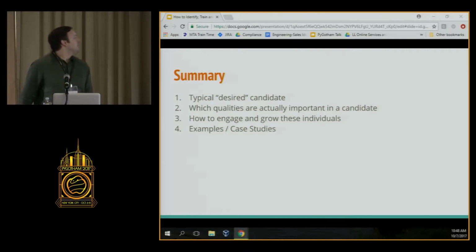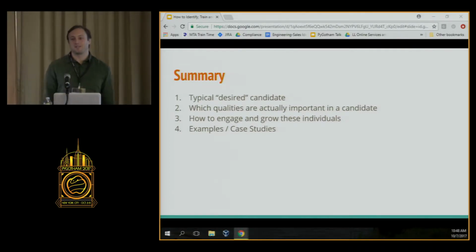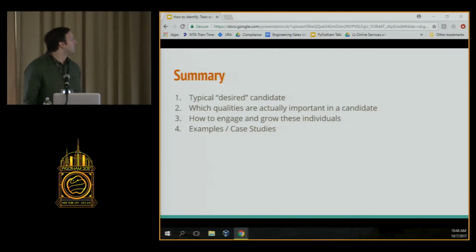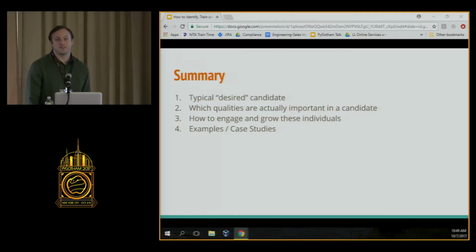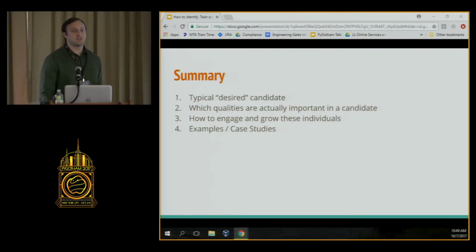So I'm going to quickly talk about the criteria that you might see for a typical desired candidate, which I'm sure everybody will be somewhat familiar with. And then we'll move on to which qualities are actually important. Oftentimes these things don't line up, and perhaps if you're somebody who has been looking for a software development job, you might have been frustrated by interview processes or being asked to demonstrate skills that are not necessarily the ones that you're going to be using on the job.